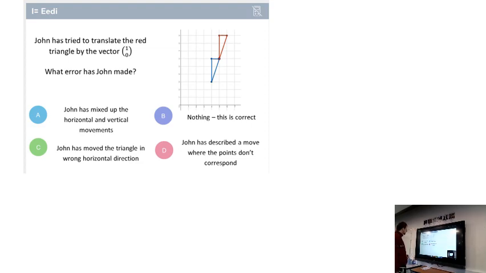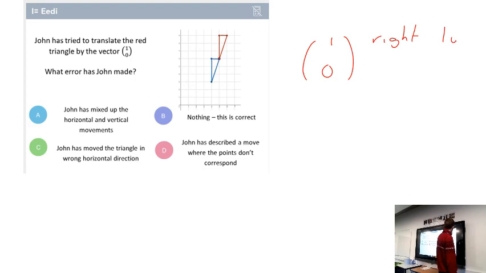Okay, so John has tried to translate the red triangle by the vector 1, 0. So let's have a look at this. So 1, 0, what does that mean? 1 means it's going to the right, 1 unit. And 0 means it's been 0 movements, up or down.